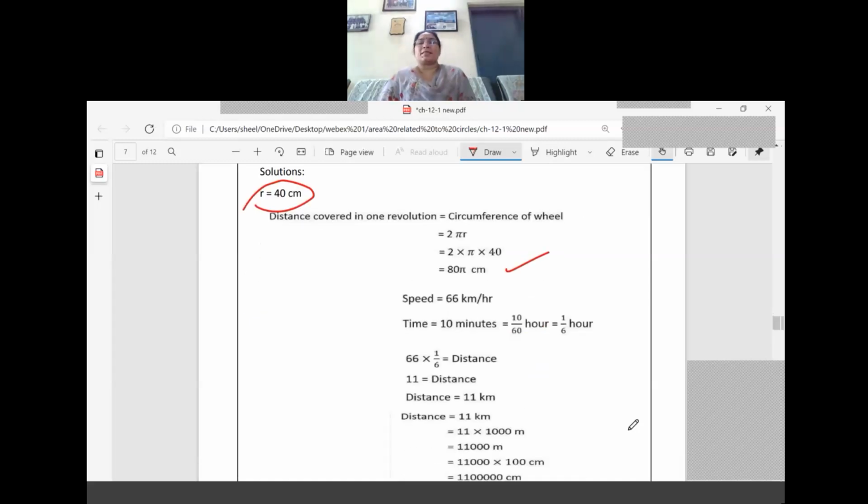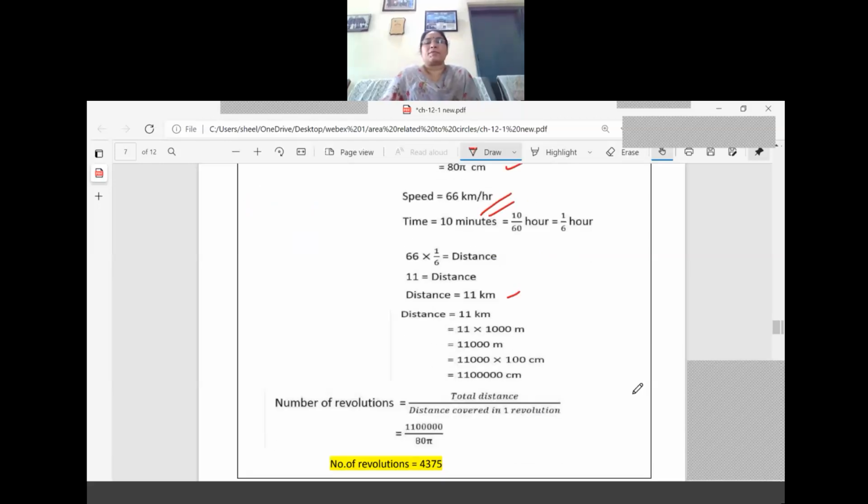The speed is given as 66 kilometers per hour, and the time is given as 10 minutes. So we calculate 10 by 60, that is 1 by 6 hour, because here also you can see it is in hours only. Now, what is the formula for distance? Speed into time. So we applied that, and we are getting distance equal to 11 kilometers.